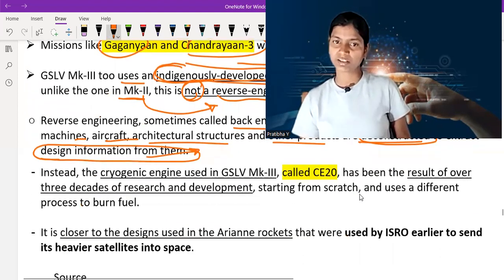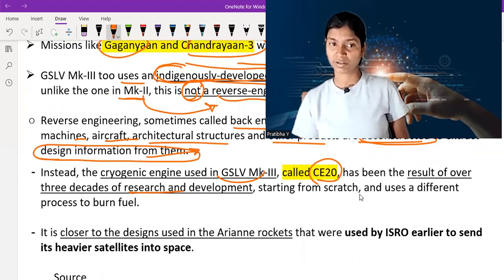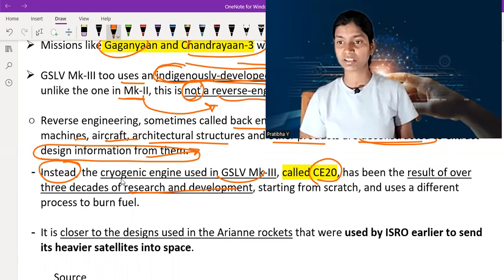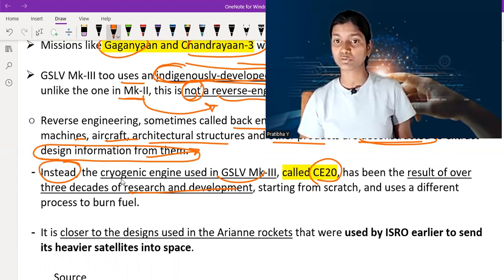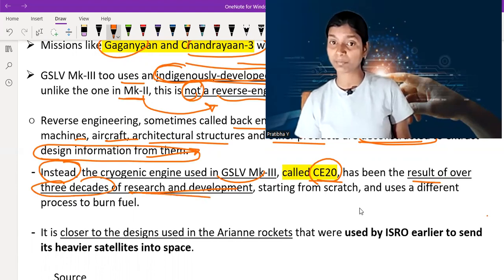Instead of the engine used in GSLV MkII, the cryogenic engine used in GSLV MkIII, called CE20, is the result of over 3 decades of research and development. That means instead of using the reverse engineered engine, we use an indigenously developed cryogenic engine in GSLV MkIII. This CE20 is the result of about 30 years of research and development, starting from scratch and using a different process to burn fuel.